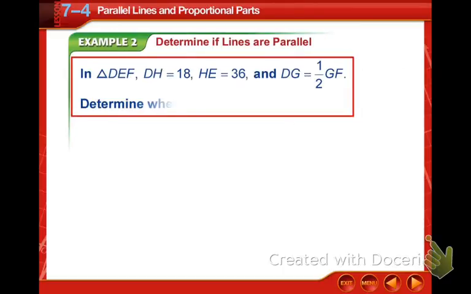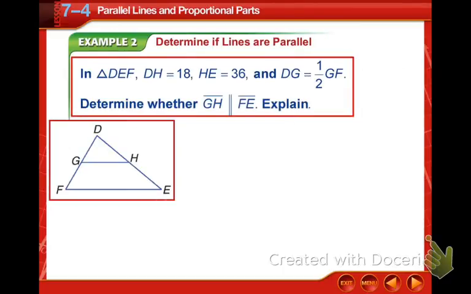So our next problem, we actually need to determine if these are parallel lines. So in order for GH to be parallel to FE, our sides need to be proportional. So let's label everything in our picture. We know DH is 18, and we know HE is 36, and we know that DG is 1/2 of GF. We don't know anything else about GF, so we'll just leave it as GF.